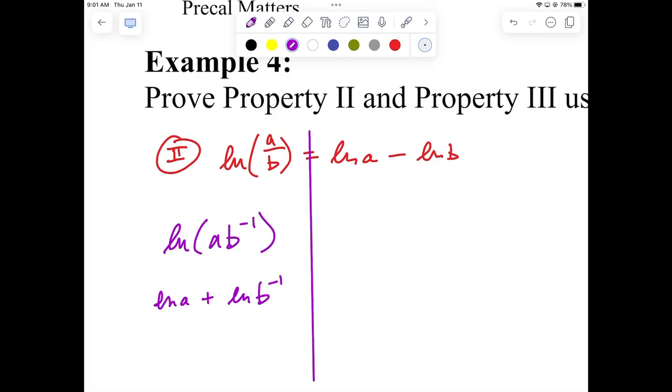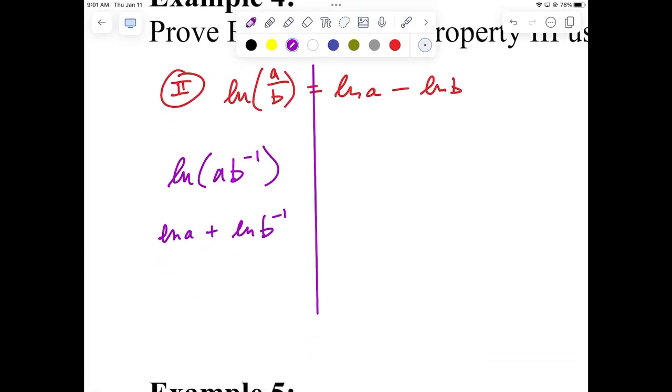Now what can I do with the negative 1 that's an exponent? I can bring it out front, and it becomes minus the natural log of b. That's using property 3, not property 2, which is legal. Now, aside from the color difference, does the left side look like the right side? Yeah, they're the same. So we usually put QED there, which is an acronym for Quod Erat Demonstrandum.